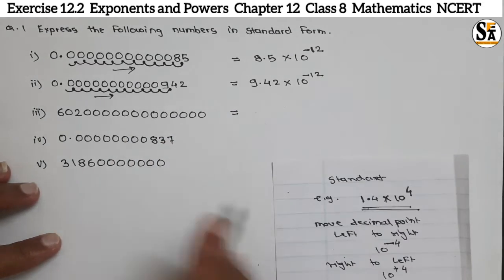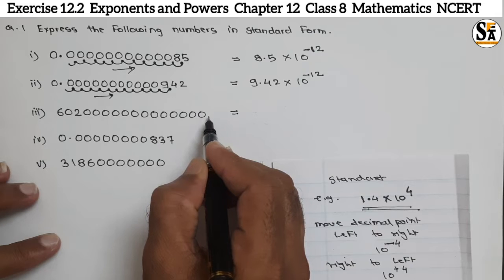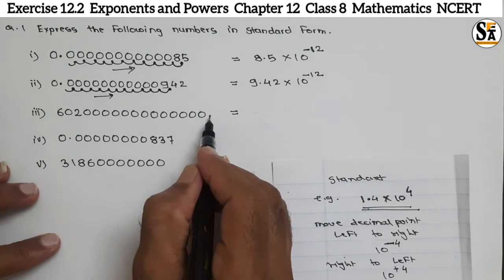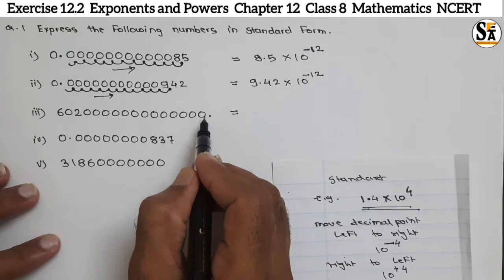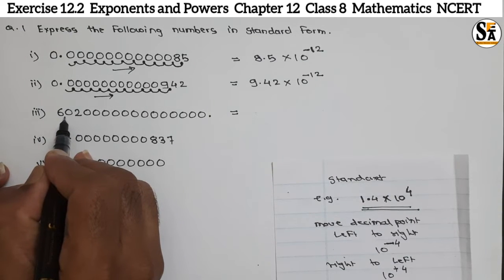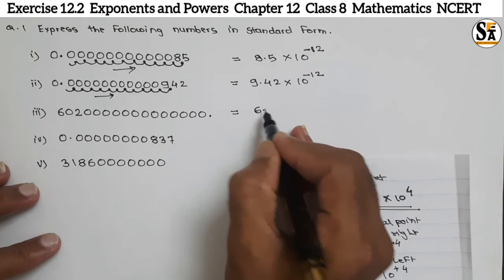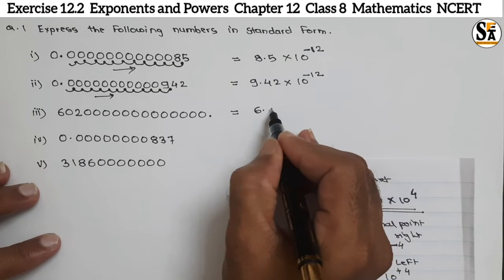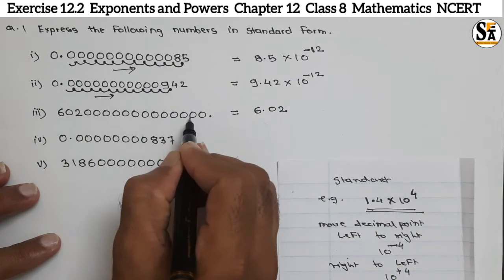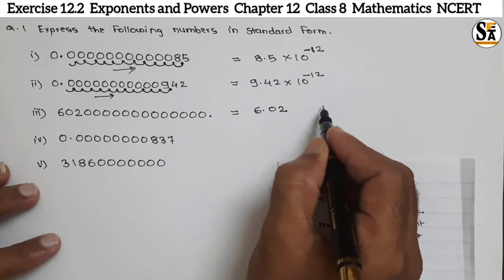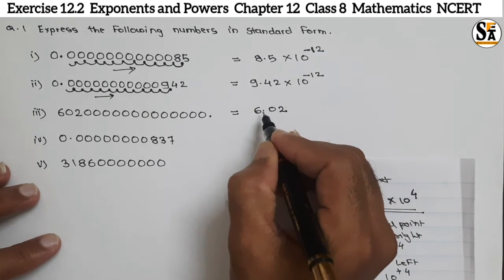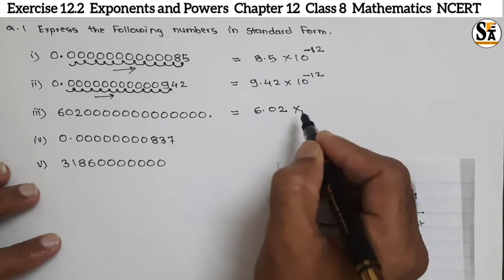Here, the decimal point is at the end. There is no decimal point, means decimal point is at the end. This is the meaning of this decimal point, if there is no decimal point, it is at the end. Now we have to move this decimal point up to this, because in standard form we are keeping only one digit to the left of the decimal point. So our answer will be 6 point and the remaining is 6.02, remaining are 0, so it is not necessary to write 0, we will write only 6.02, but we must multiply 10 raised to.